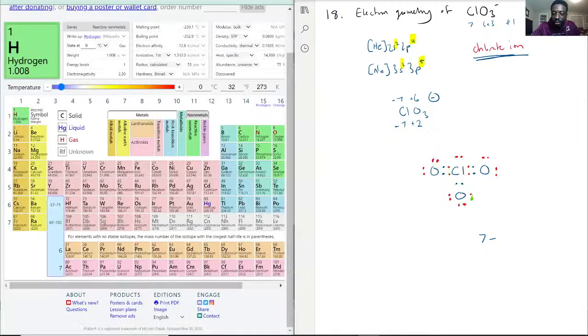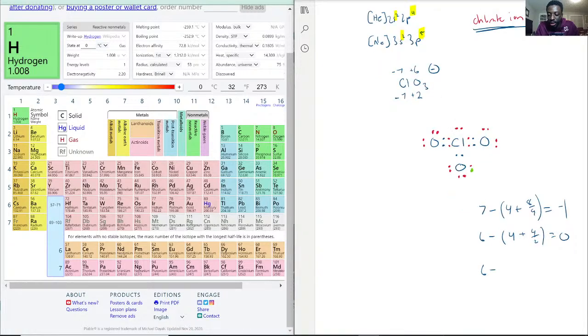Okay. So with that being said, let's just do our math and see where we get from there. 7, 4 plus 8 over 4, we get minus 1. Oxygen on the ends, like the 2 over here, it's 6 minus 4 plus 2, oops, not 2, 4 over 2, it's equal to 0. Oxygen at the end, we have 6 minus 6 plus 2 over 2.